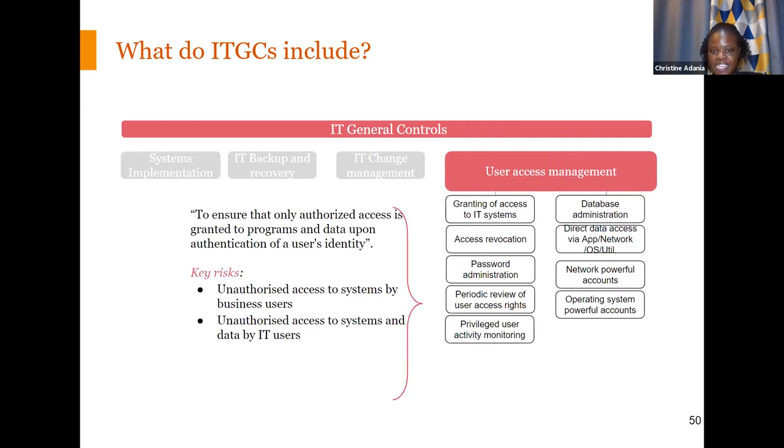Let's start with user access management. Under this, you're dealing with things like how is access granted, how is access revoked for leavers, what kind of password administration process is there? Do they periodically review the access of users to assess the appropriateness on a timely basis, on an ongoing basis? Then there is privileged user activity monitoring. So everything that you see on the boxes on the right feeds actually to privileged user monitoring.